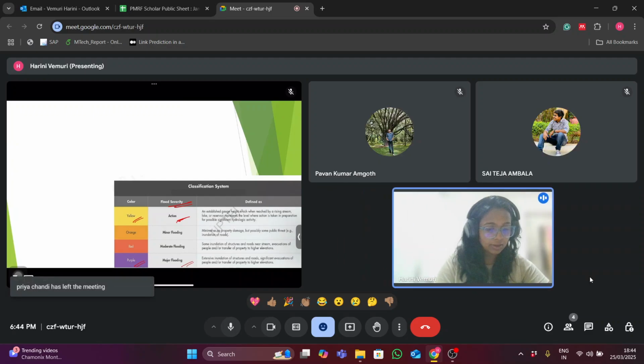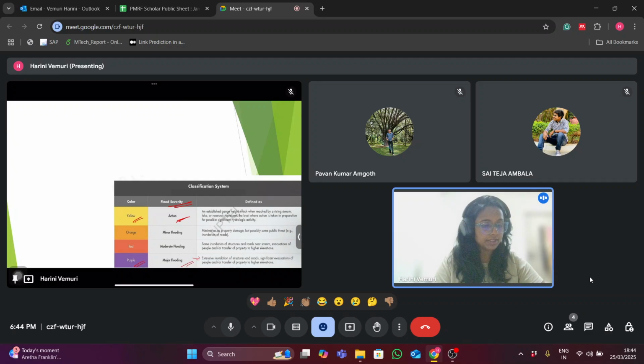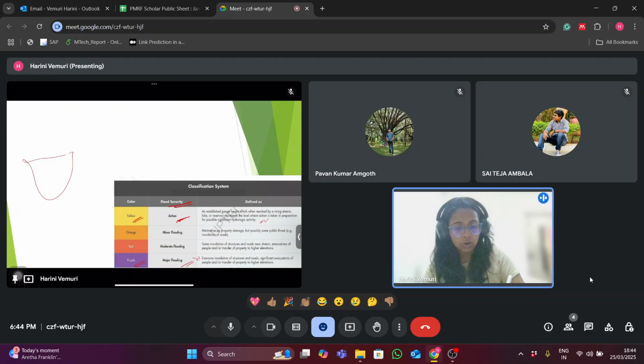Suppose if it is a yellow color, the definition is an established gauge height which, when reached by a rising stream, lake or reservoir, represents the level where action is taken in preparation for possible significant hydrological activity. Okay, but in case of major flooding, you see the definition: extensive inundation of structures and roads, significant evacuation of people, and/or transfer of property to higher elevation. So you can see the difference. In the yellow case, suppose this is the depth of the channel, the water is still here.